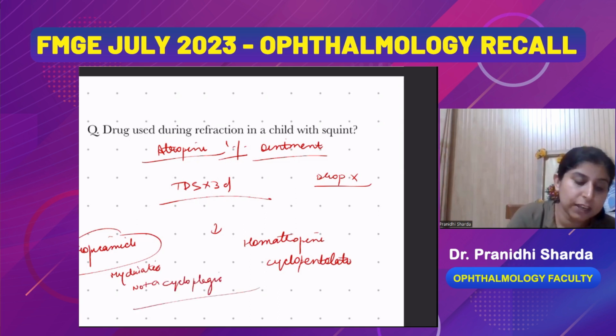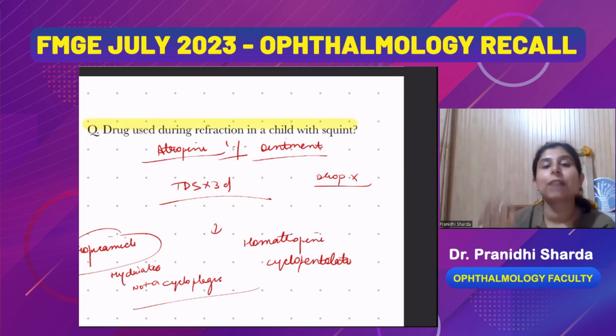Why are we using drugs in refraction in a child with squint? Why are we using wet retinoscopy in patients with accommodative esotropias, exotropias? We have to look out for the refractive error, especially in a case of accommodative esotropia. We have to look out for the uncorrected hypertropia.